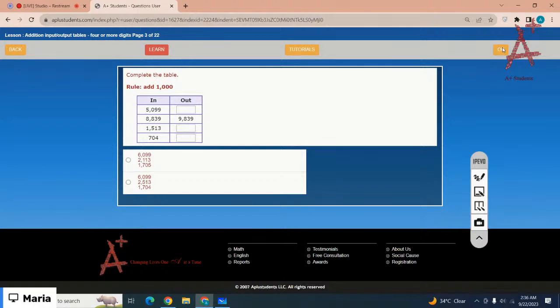Which option is the correct one? The correct option is option number 6,099, 2,513, and 1,704. The second option is the correct one, right?